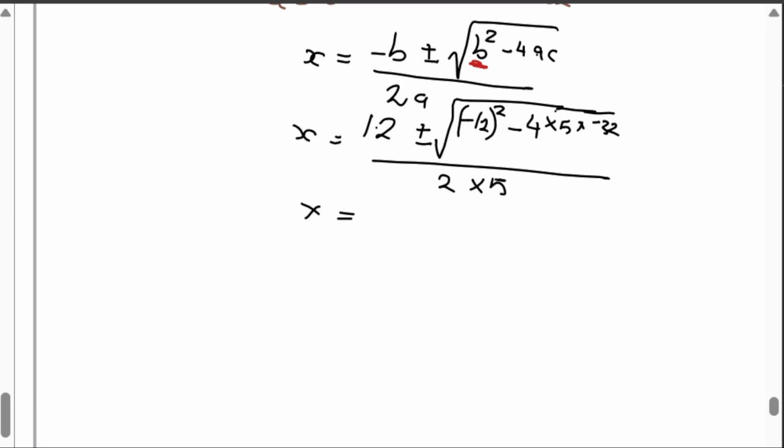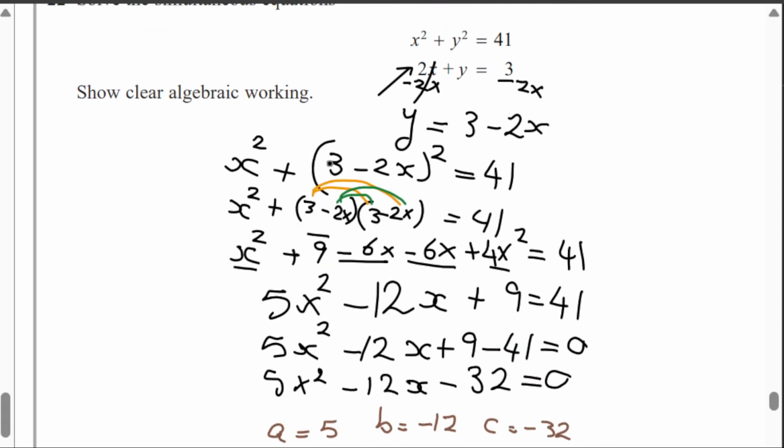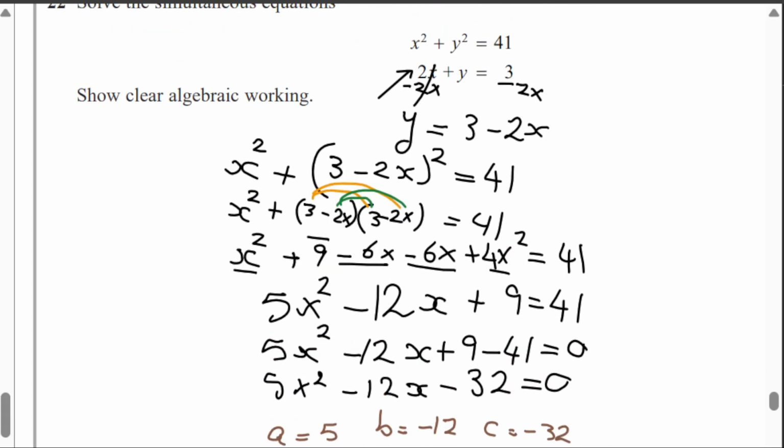You got the first value of x equal 4, and then we go back and we change the positive sign into negative. So instead of 12 plus, we will now do 12 minus. That gives you x equal negative 1.6. Very good. We got the values of x. Now we need to find the values of y.